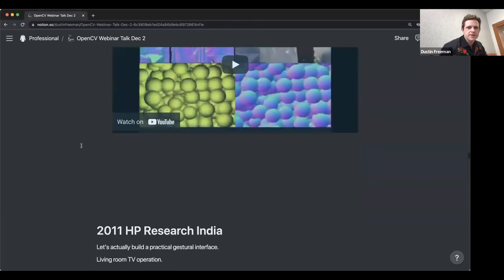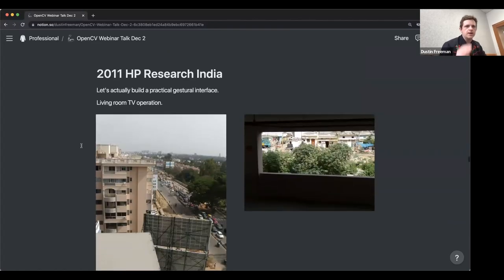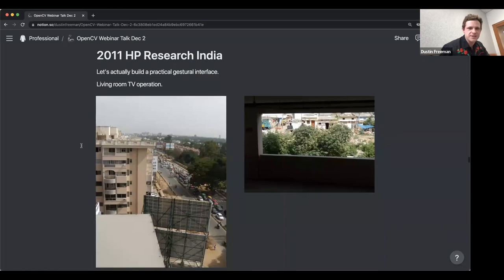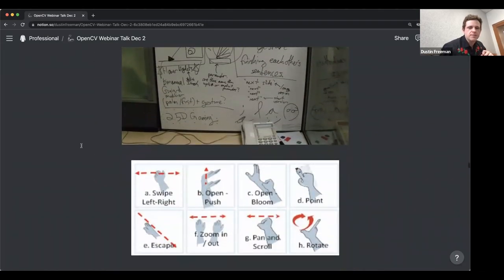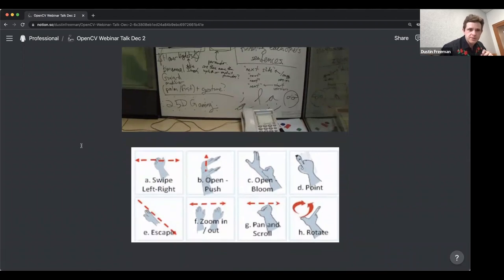Let me skim through some of this stuff. So I went to work in 2009 at Hewlett Packard Research India in Bangalore. And the goal was, let's build an actual practical interface to operate things in a living room. And this gets really interesting, and I had lots of early enlightenments here. So the UI they built detectors for was a set of gestures: left and right swipes like this, up or down, what's called an air tap.